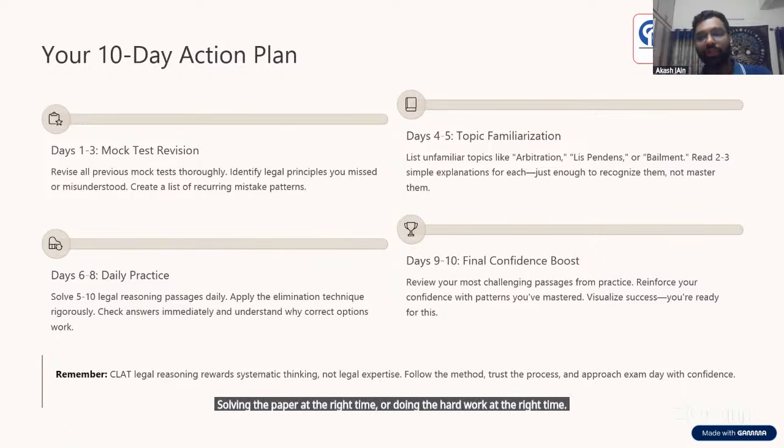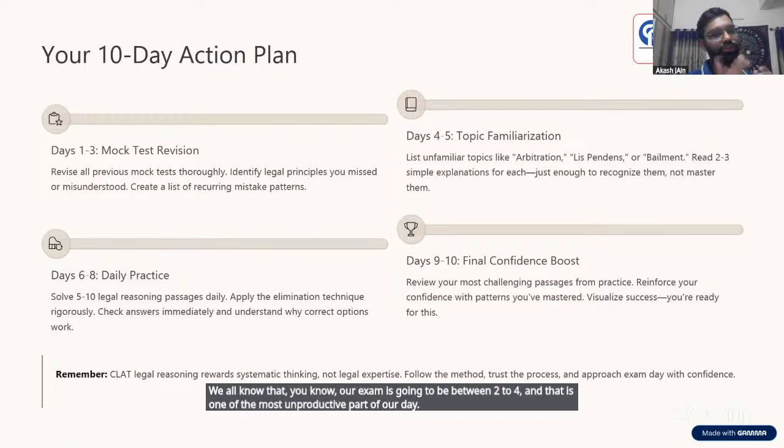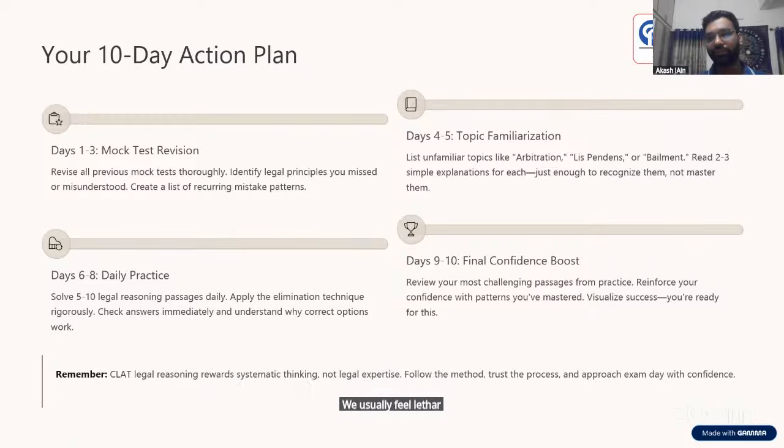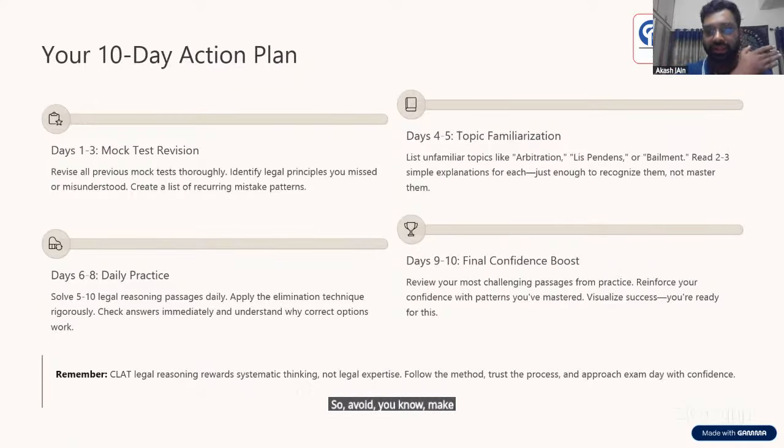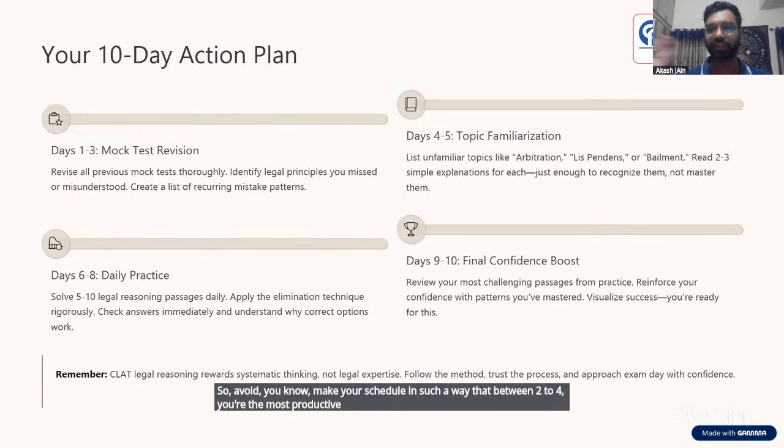We all know that our exam is going to be between 2 to 4, and that is one of the most unproductive parts of our day. We usually feel lethargic during that part of the day. So it's better that we start preparing ourselves. It's better that we ensure that those 2 hours are the most productive part of the day. So make your schedule in such a way that between 2 to 4 you are at the most productive level.